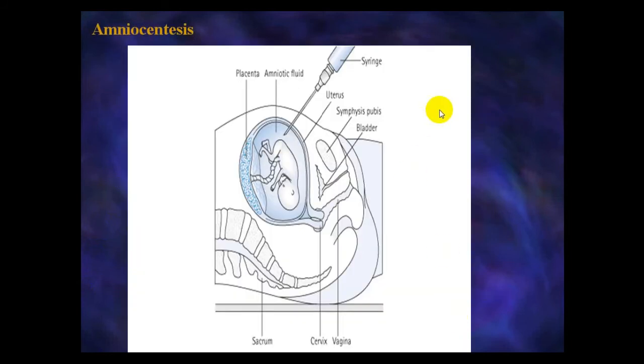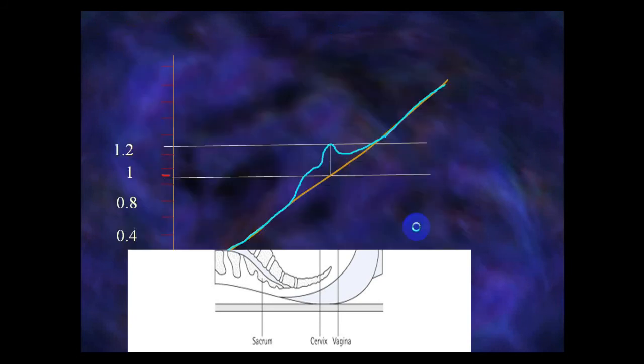This is the maneuver of amniocentesis, withdrawing the amniotic fluid from the amniotic sac by a syringe or any tube.